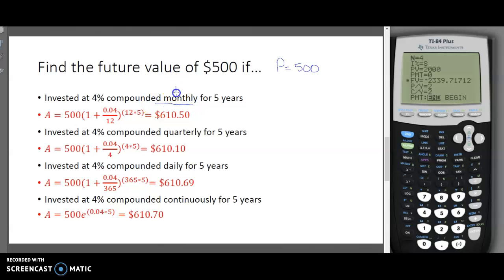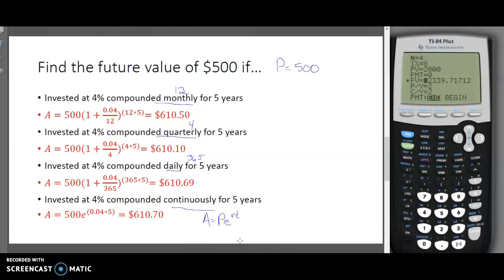If it's monthly, that's 12. If it's quarterly, that's 4. If it's daily, that is 365. And then if it's continuously, we have a different formula, and that's not something we can do with our time value of money that we're working with right now. And that is A equals our principal times e raised to the exponent of the rate times the time. And of course, with the formula, your rate would need to go back to a decimal.